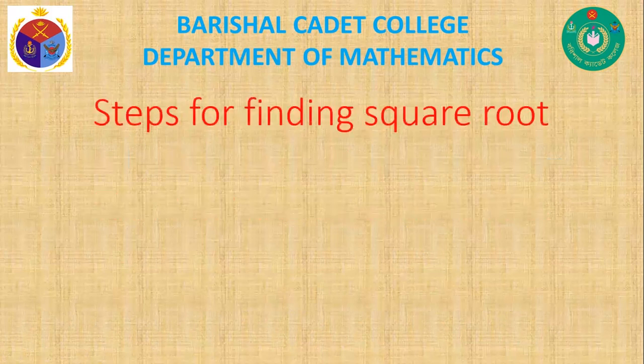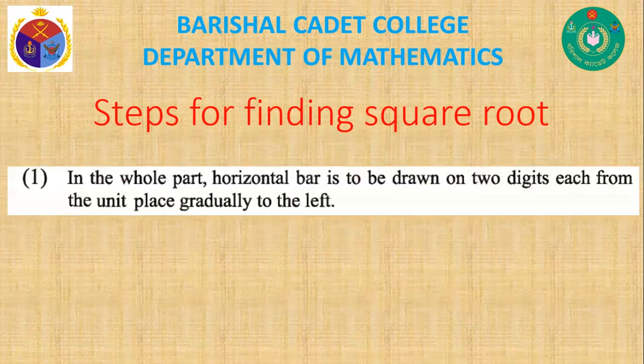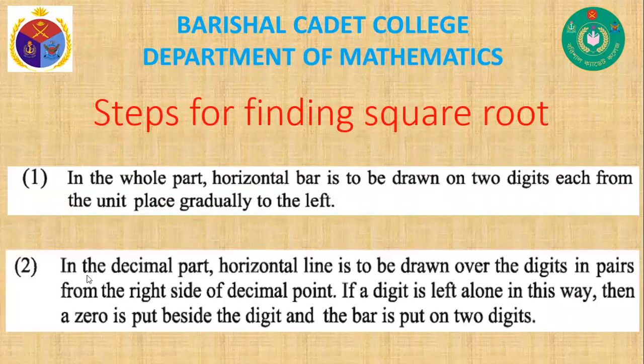Steps for finding square root. First of all, in the whole part, a horizontal bar is to be drawn over two digits each, from the unit place gradually to the left. In the decimal part, a horizontal line is to be drawn over the digits in pairs from the right side of the decimal point. If a digit is left alone in this way, then a 0 is put beside the digit and the bar is put over the digits.